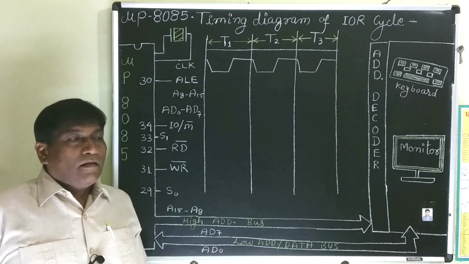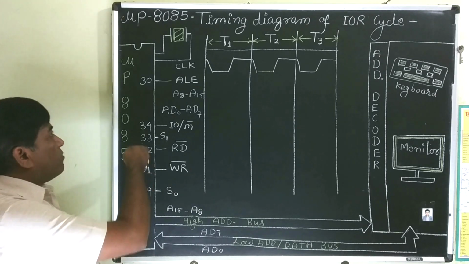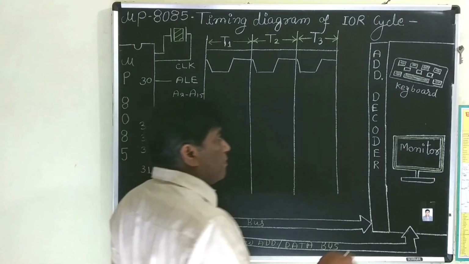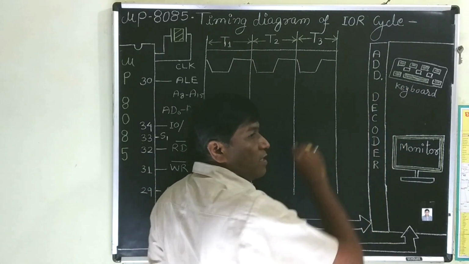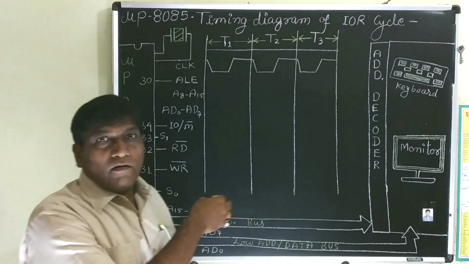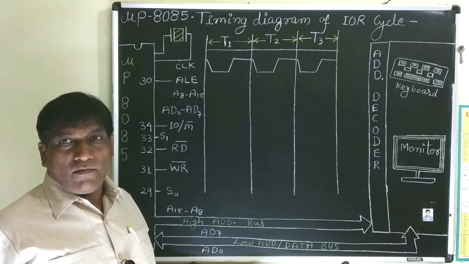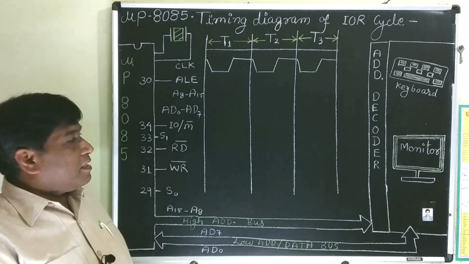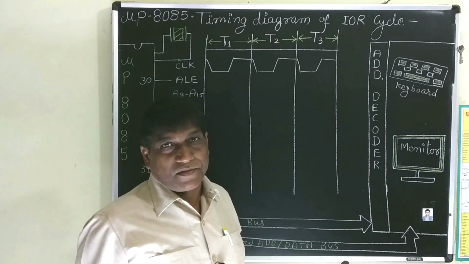What does it mean? The different input devices are connected with the microprocessor 8085. Those input devices may be, say, our keyboard or some other input devices from where data is to be fetched by the microprocessor into different registers and for different processing. Similarly, the data may be outputted to the different monitors.